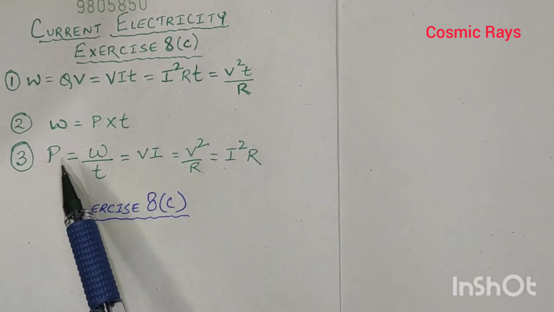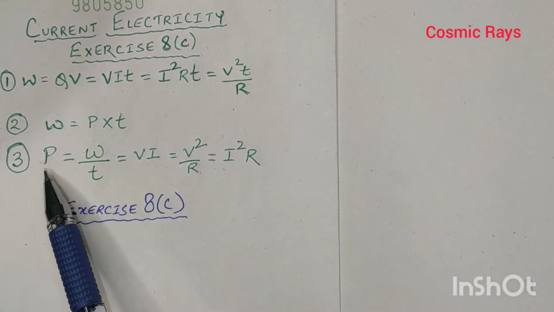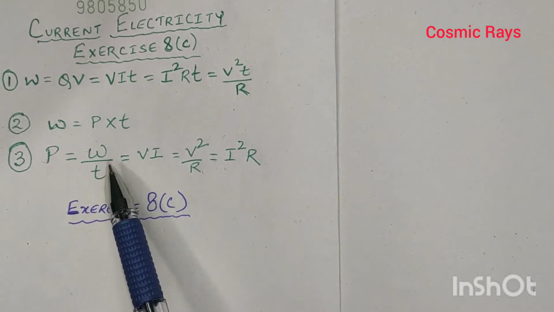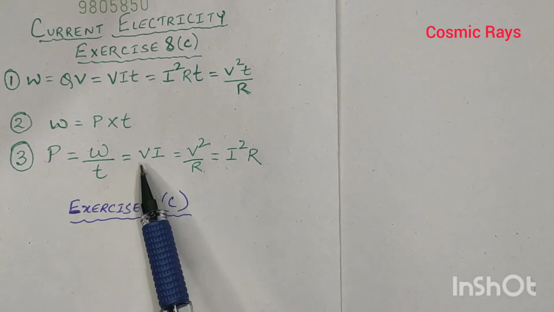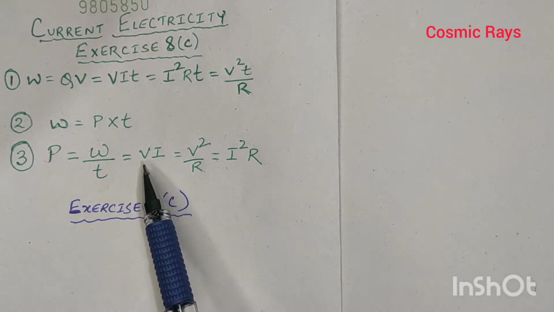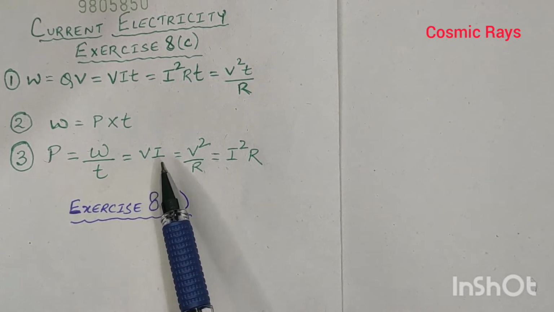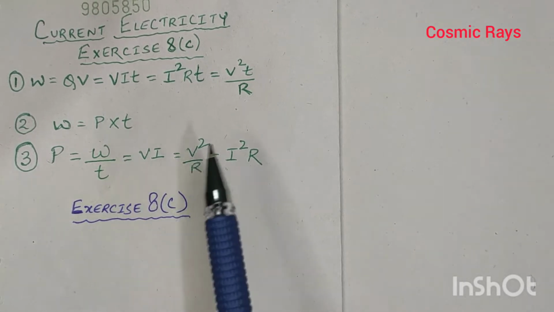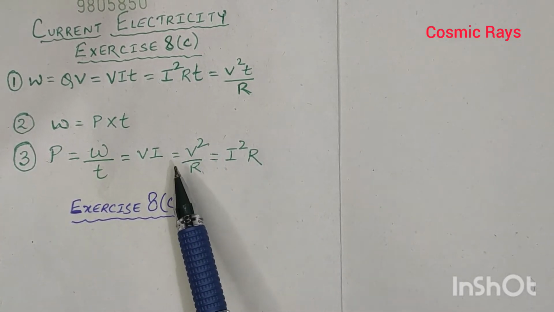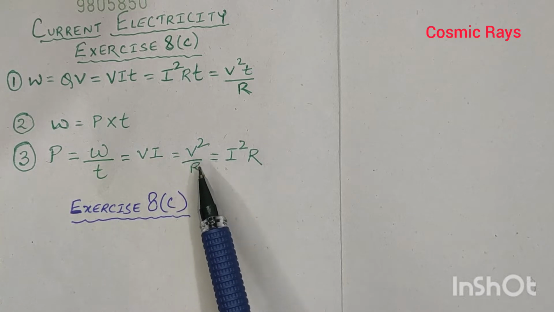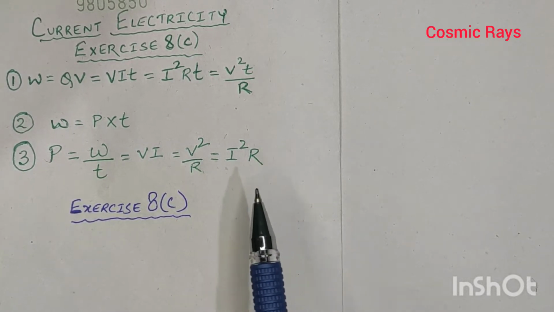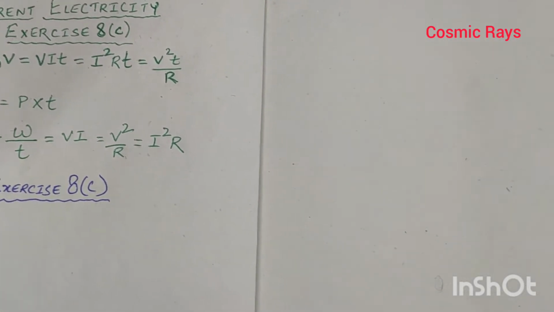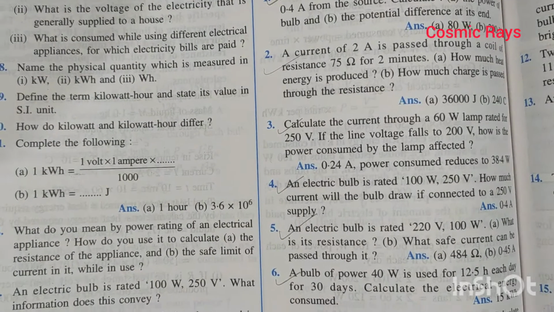Or for calculating power, we are going to use P equal to W by T, that is work done per unit time, or power is equal to V into I. V is the potential difference or voltage, you can say, multiplied by current, or power is equal to V square upon R, or power is equal to I square R. These are the formulas that we are going to use for the numericals.